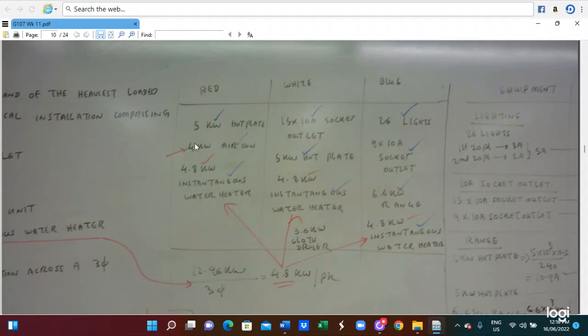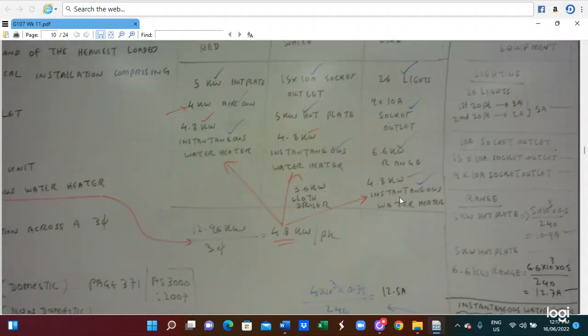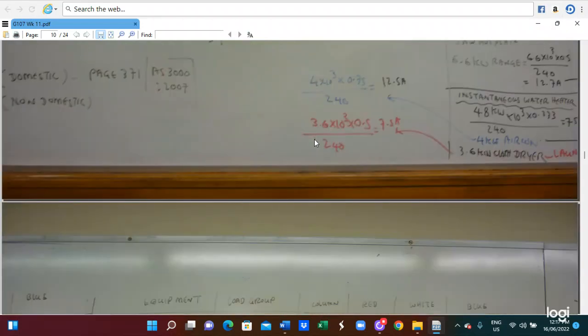The red phase includes a 5 kilowatt hot plate, 4 kilowatt air conditioner, and 4.8 kilowatt instantaneous water heater. The white phase includes 15 10 ampere socket outlets, a 5 kilowatt hot plate, and a 4.8 kilowatt instantaneous water heater. The blue phase includes 26 lights, 9 10 ampere socket outlets, a 6.6 range, and a 4.8 instantaneous water heater. The white phase also includes a 3.6 kilowatt clothes dryer. Those are what we arrange to the phases.